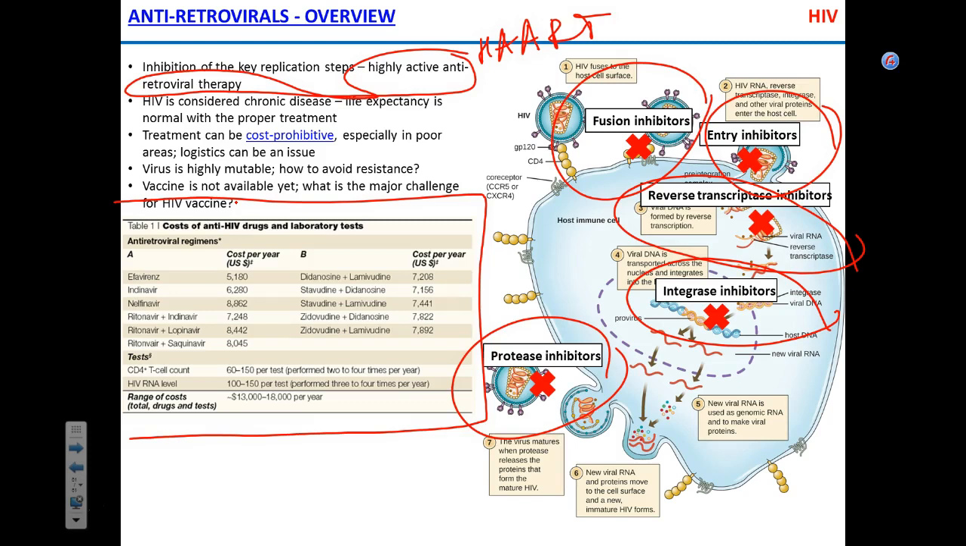And physicians will still change the combination every so often, every several years. But we have so many of them, really, that it's not a problem to go with a new combination over and over. So you can see that we're talking about $7,000 to $8,000 per year, just the drugs. Plus tests. And all of it accounts for $13,000 to $18,000 a year, which is a bit more than $1,000 a month. It's a lot of money.